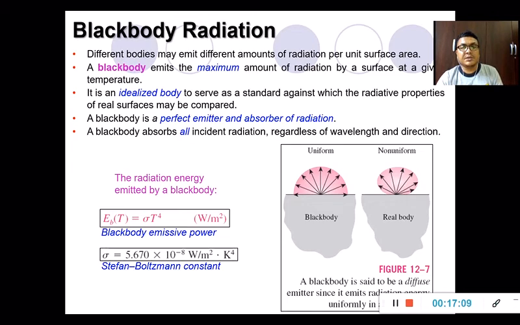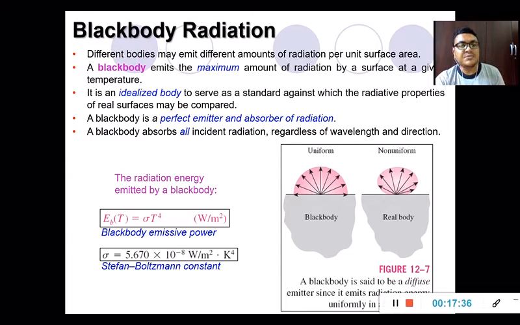When we talk about radiation, we cannot exclude the black body radiation. This is the ideal case of radiation. Different bodies may emit different amounts of radiation per unit surface area. A black body emits the maximum amount of radiation by a surface at a given temperature.